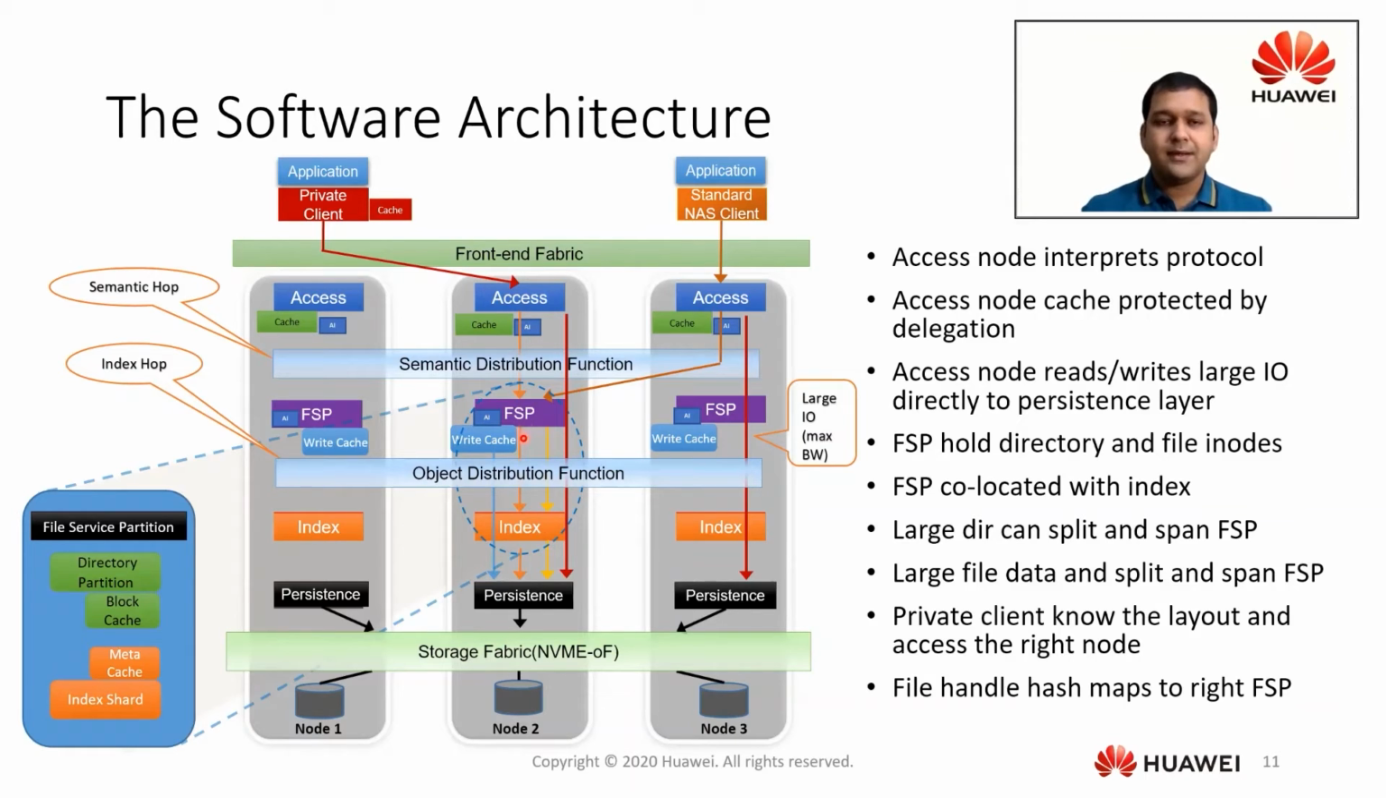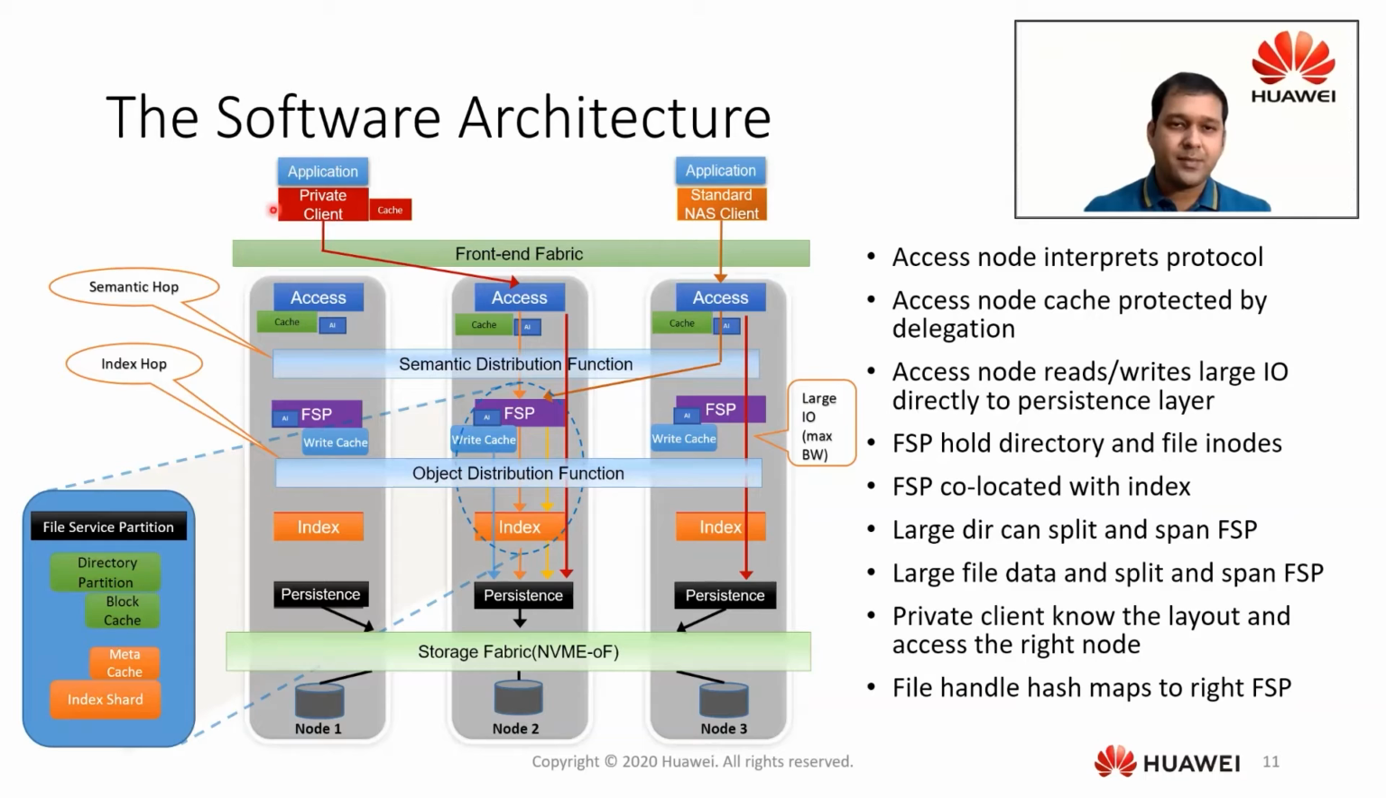If the directory size grows much larger, there are certain metadata operations that may take a hit, but that is sort of expected. That is, if you were to do an ls on a fairly large directory, you can expect it to take more time. So this is where we then decide to split up the directory into smaller bits and spread it across different FSPs. Similarly, when we deal with very large file data, we split that up and span across multiple FSPs.